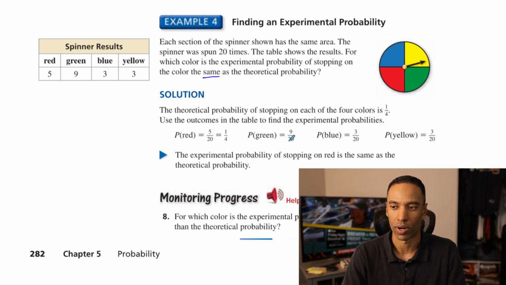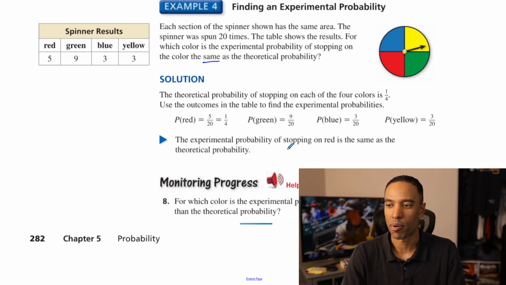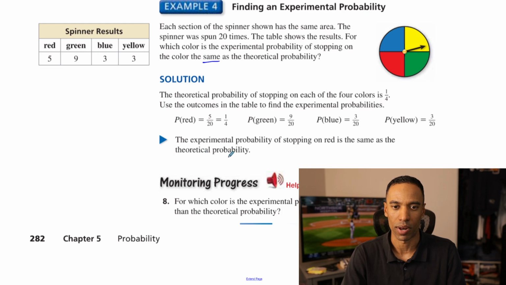Green was 9 out of 20. That really upset the odds. And then blue and yellow, 3 each. Now, that should add to 20, and it does. But the experimental probability of stopping on red is the same as the theoretical probability.